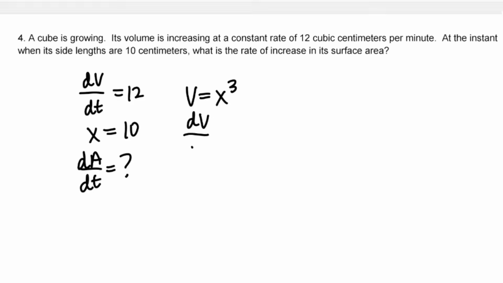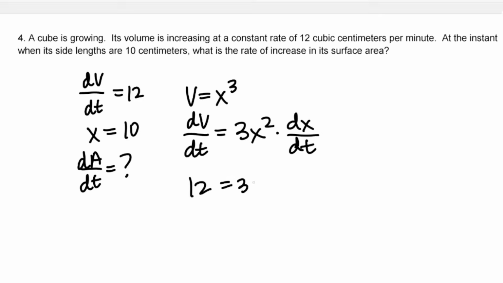All right, so we'll take the derivative. The derivative of V with respect to time, well, the derivative of x cubed would be 3x squared multiplied by the derivative of x with respect to time for the chain rule. And so we're going to get 12 equals 3 times 100 dx/dt. And I might divide the 12 and the 3 first. Divide by 3 on both sides. Okay, so dx/dt is going to be 4 divided by 100, and that's 1 over 25.